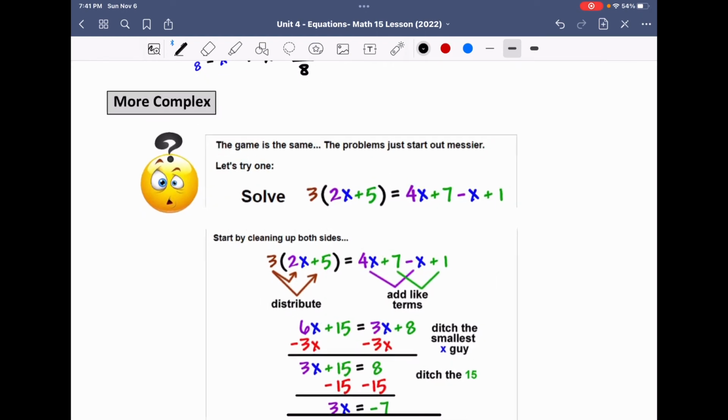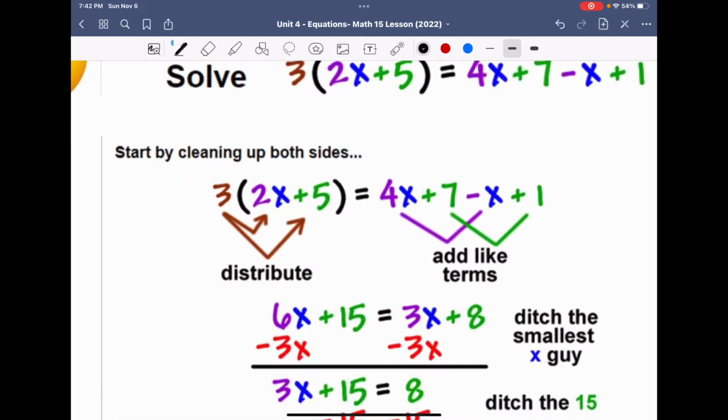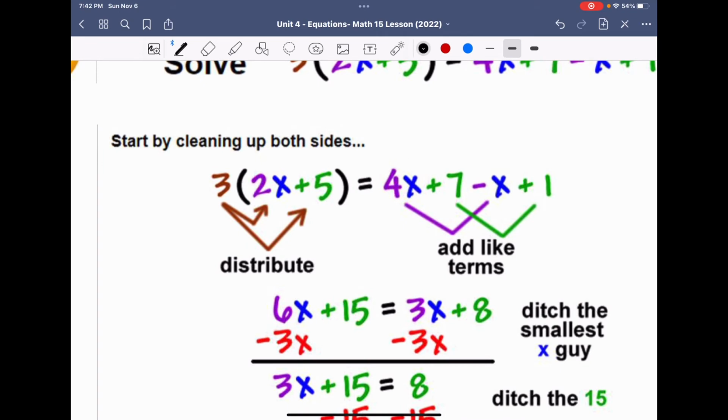All right, now what about a more complex example? Well, by more complex, what they mean is, what if we just introduce more operations at a given time? So suppose we want to solve 3 times (2x plus 5) equals 4x plus 7 minus x plus 1. Well, we've distributed in our previous unit. When we dealt with polynomials, distribution was pretty normal. We take the 3 and we multiply it into both these terms here.